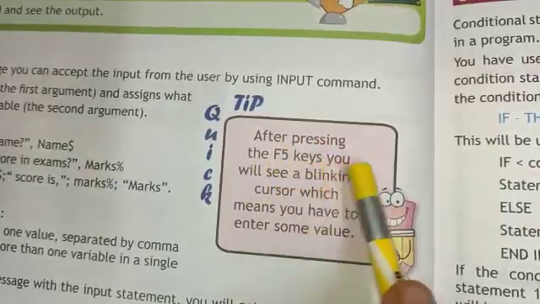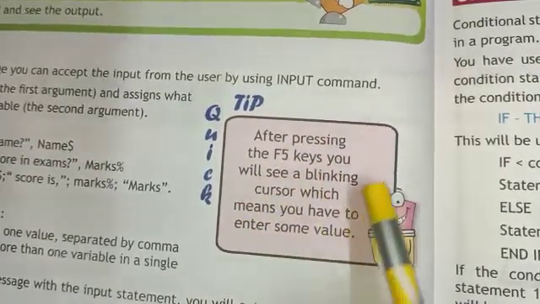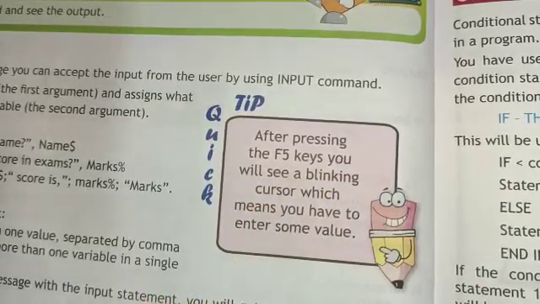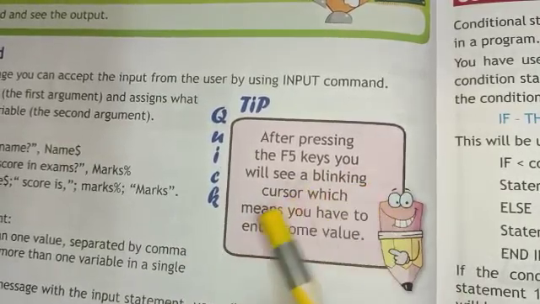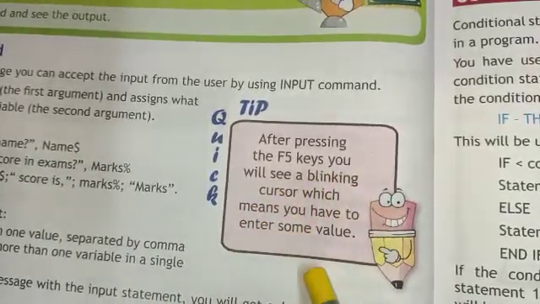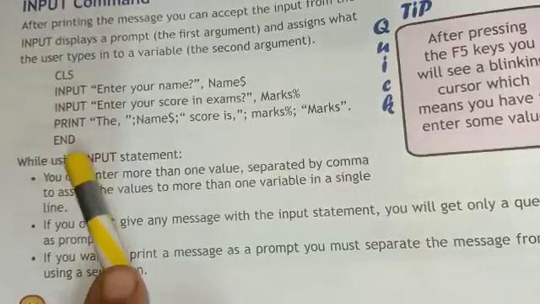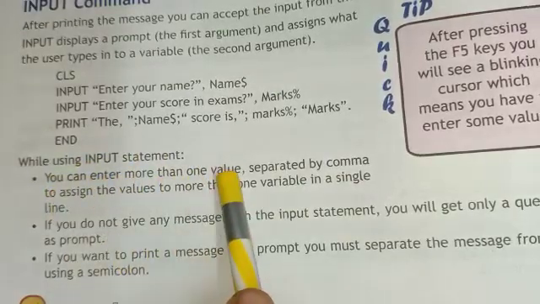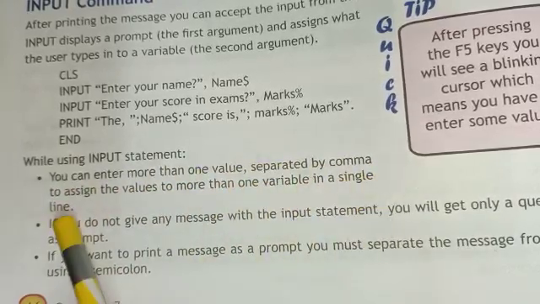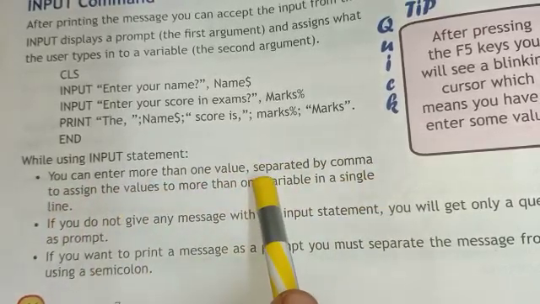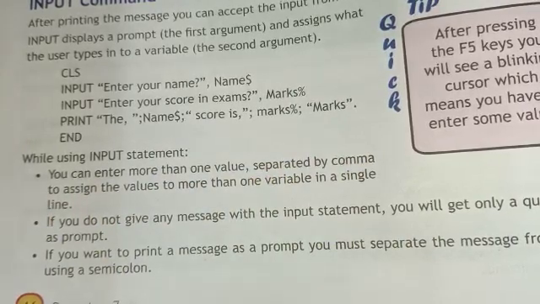After typing the program and pressing the F5 key, you will see a blinking cursor, which means you have to type something there. While using the input statement, you can enter more than one value separated by commas to assign values to more than one variable in a single line.